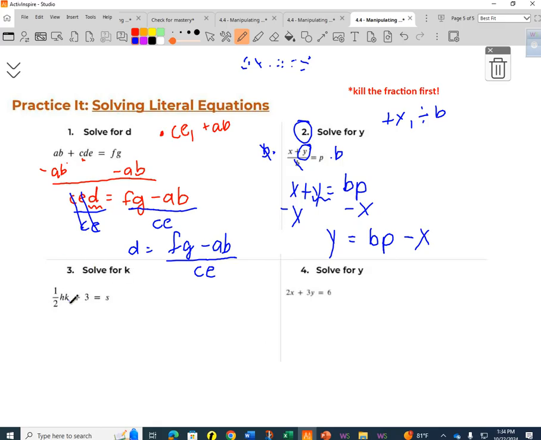I made a, for lack of a better term, a typo. I wrote the wrong thing in one step. But anywho, the simpler we make it, the less opportunity we have for that kind of mistake. So if we're solving for k, let's go ahead and underline k.